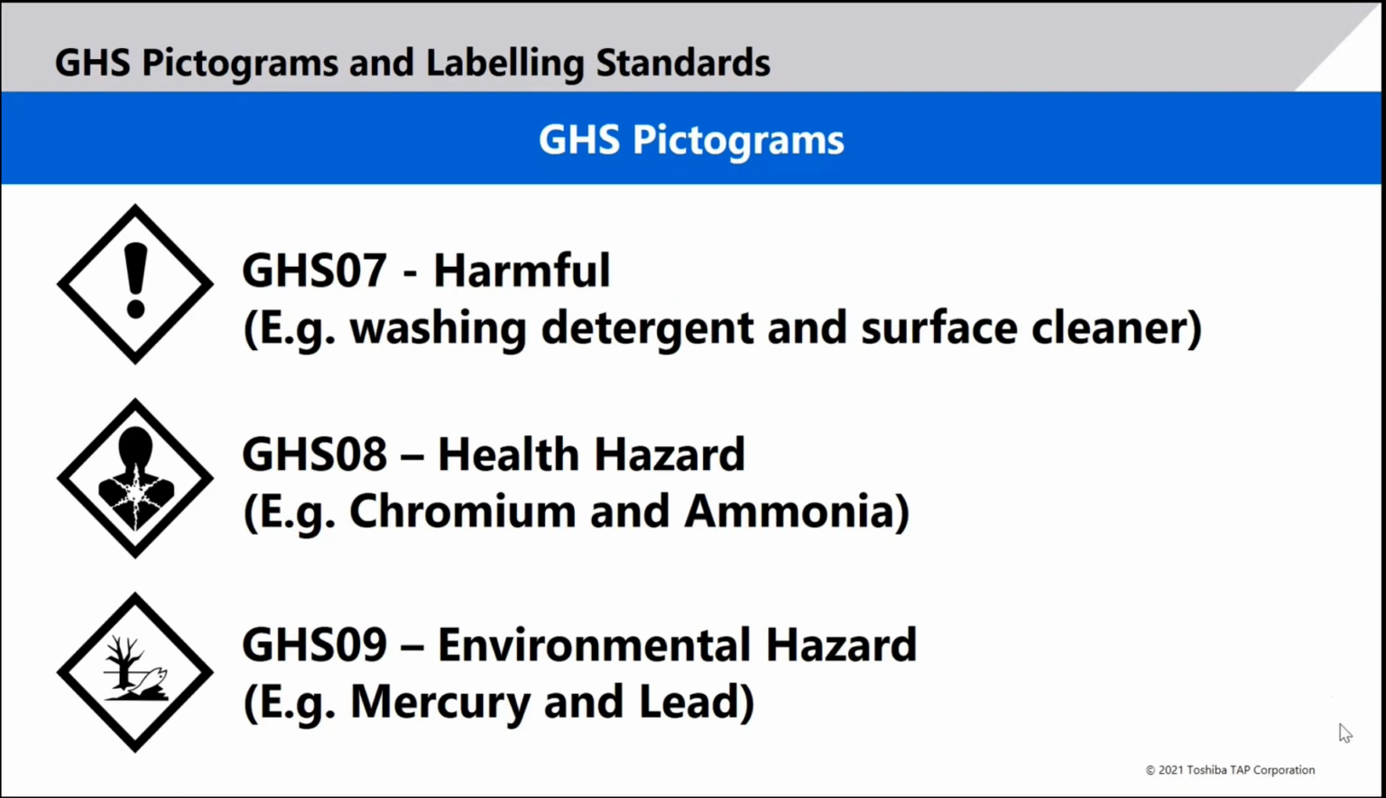So now at last we have environmental hazards. That's GHS-09, environmental hazard: acute hazard to the aquatic environment, chronic hazard to the aquatic environment and environmental toxicity, for example, mercury and lead.